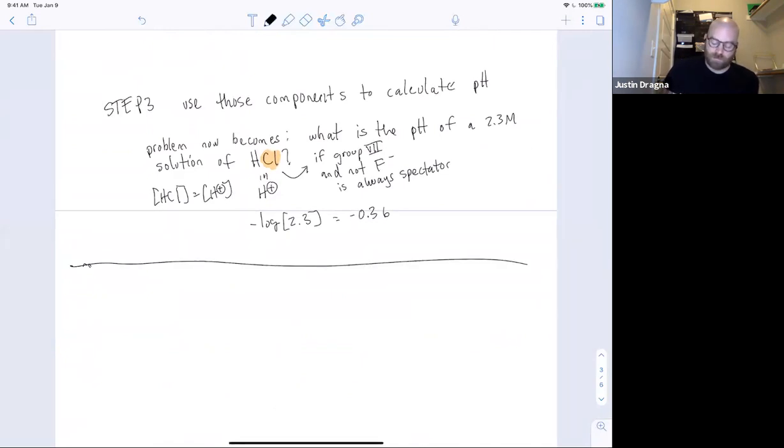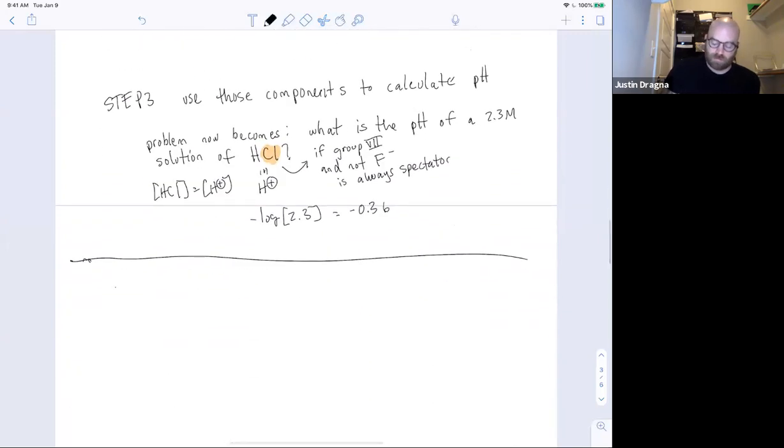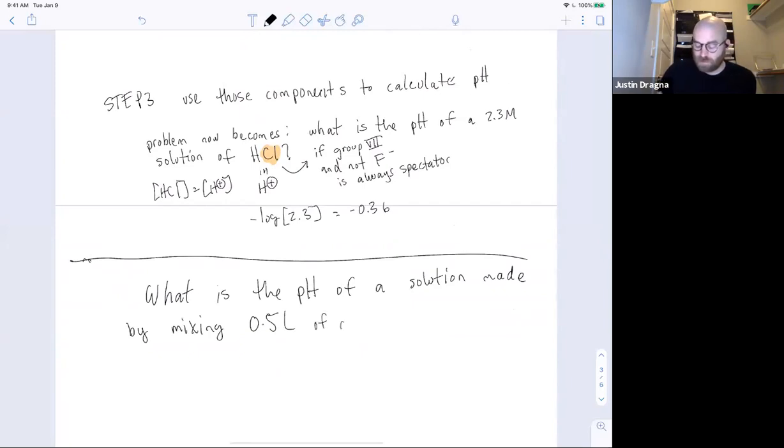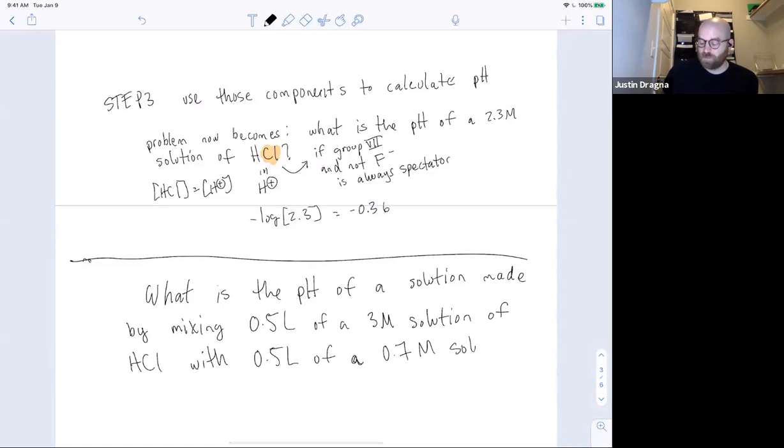So let's say the problem was: what is the pH of a solution made by mixing 0.5 liters of a three-molar solution of HCl with 0.5 liters of a 0.7 molar solution of sodium hydroxide. Yeah, now things change a good bit, right?